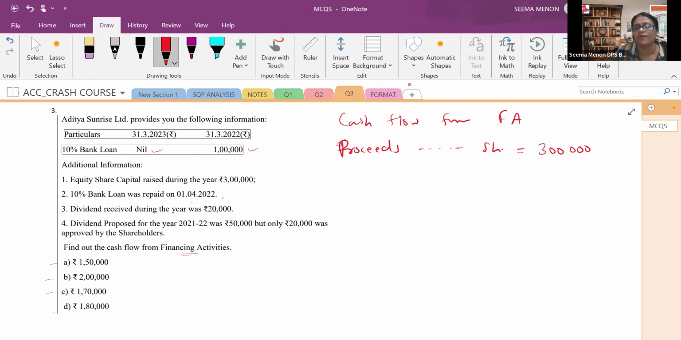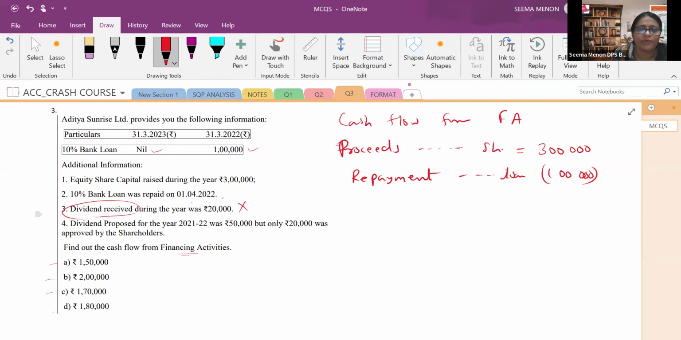That means from the very beginning of the financial year. So you will write repayment of bank loan. That is bank loan. How much? That is 1 lakh is our bank loan amount. So that you will subtract. So you put it in the bracket. But that is an outflow. That is the reason. Dividend received will not be considered in the financing activity because dividend received will be shown in investing activity. So we will skip this item.